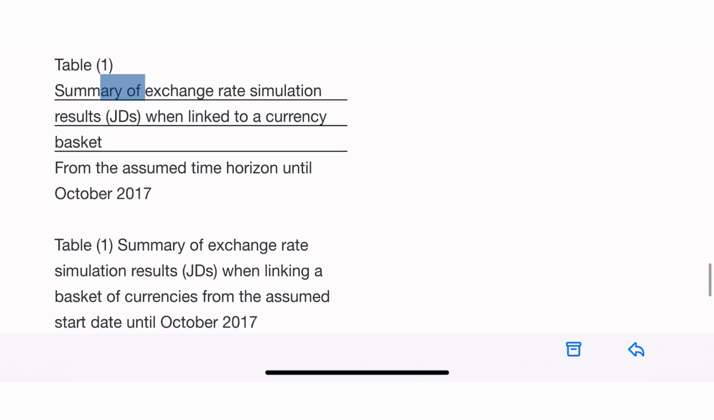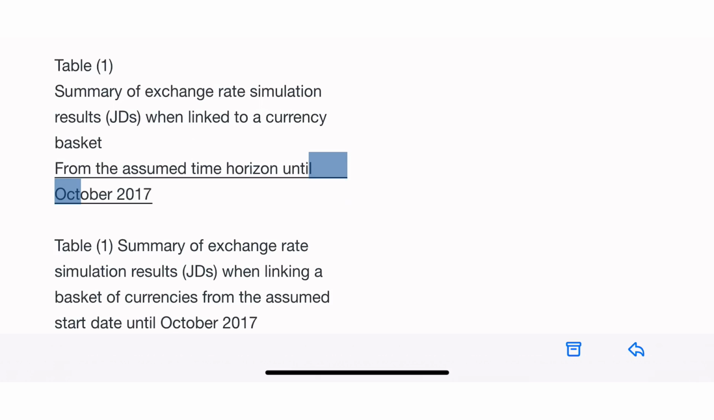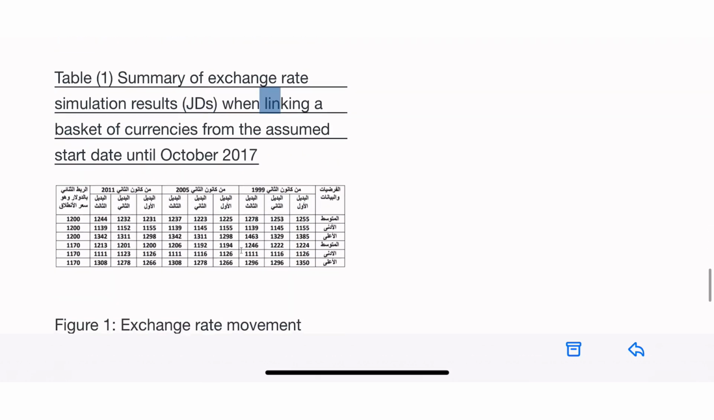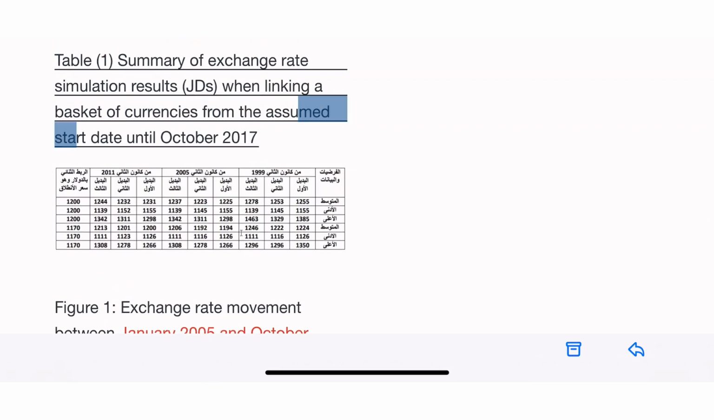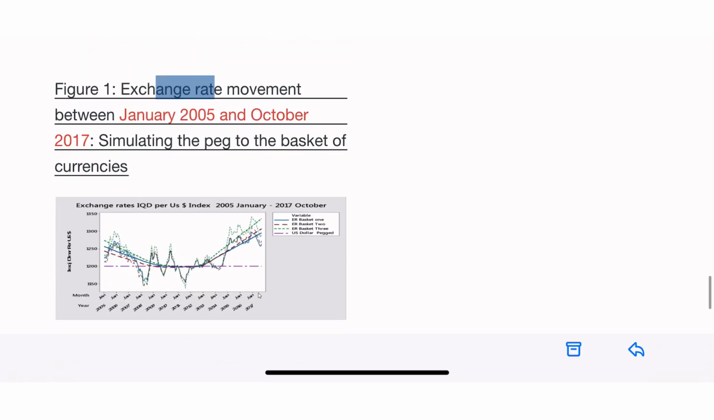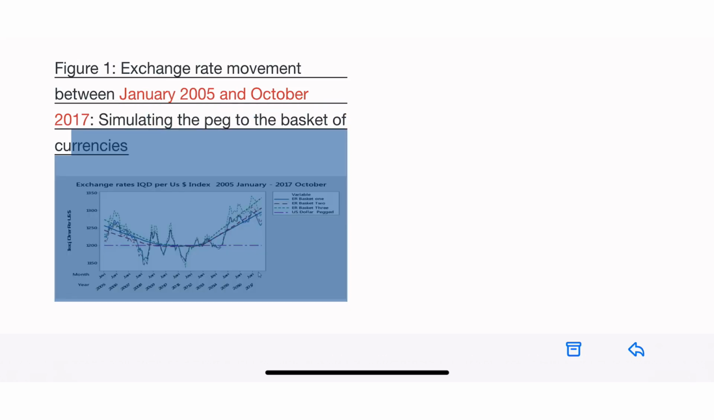Table 1. Summary of exchange rate simulation results, JDs, when linked to a currency basket from the assumed start date until October 2017. Figure 1. Exchange rate movement between January 2005 and October 2017, simulating the peg to the basket of currencies.